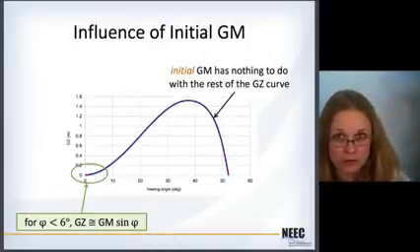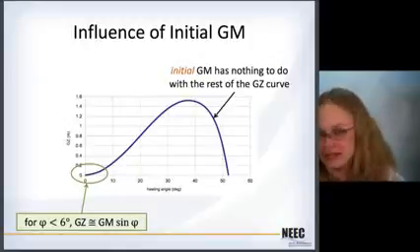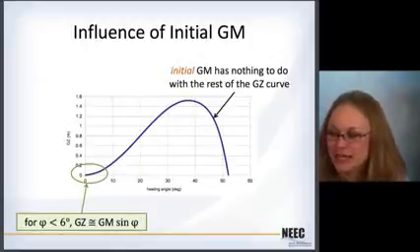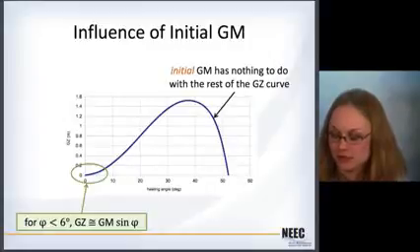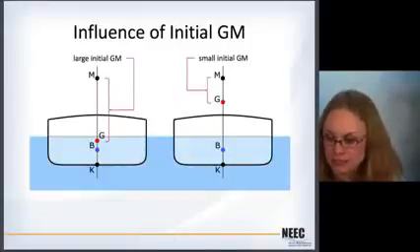Okay, I do want to note that the initial GM has absolutely nothing to do with the rest of the GZ curve. Remember, the GM is really only important for those really small angles of heel, like I said, less than 6 degrees here. Okay. However, it does have some influences on some other things.